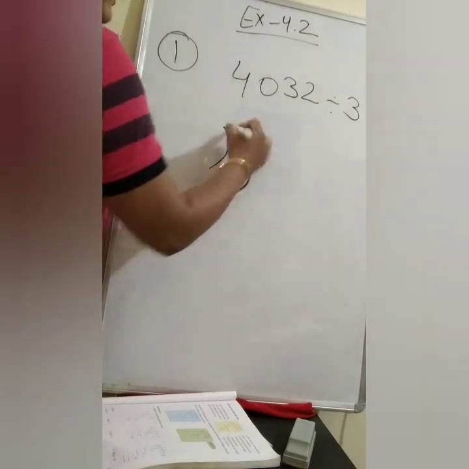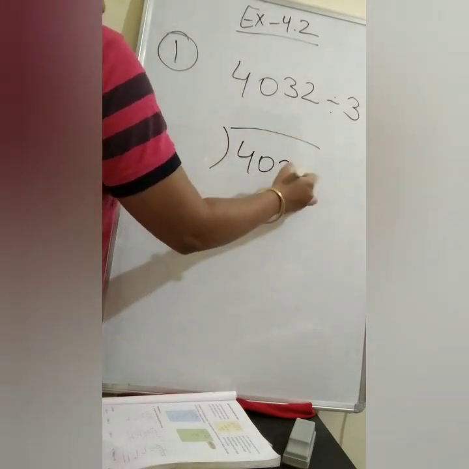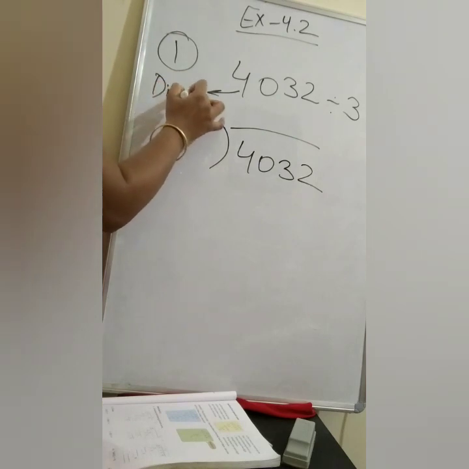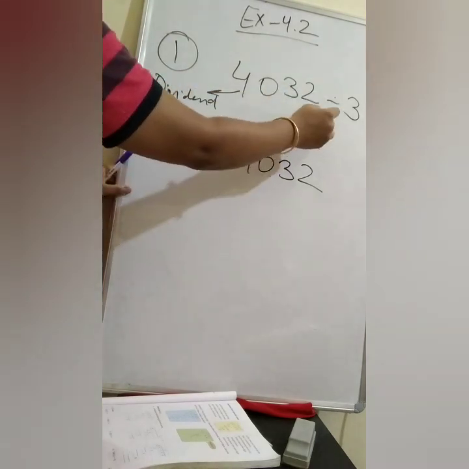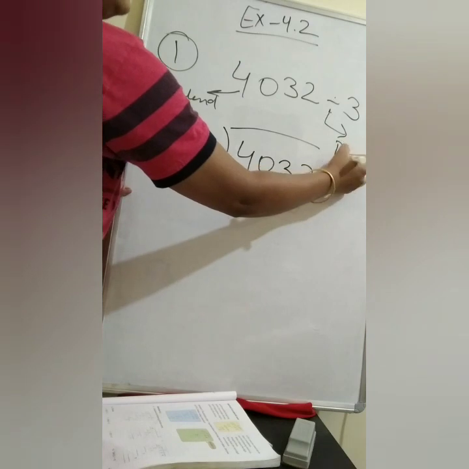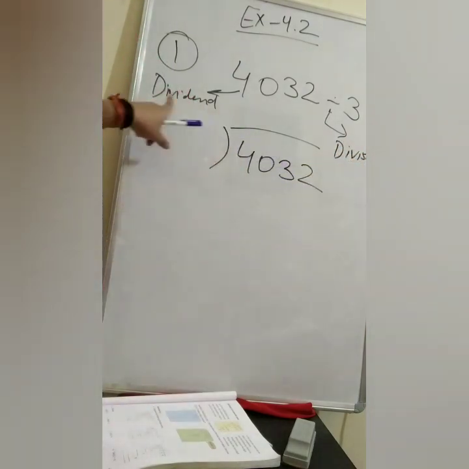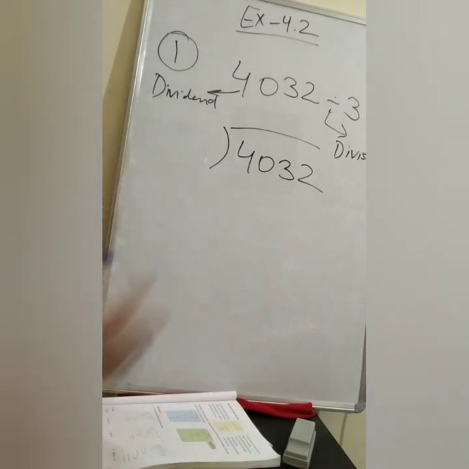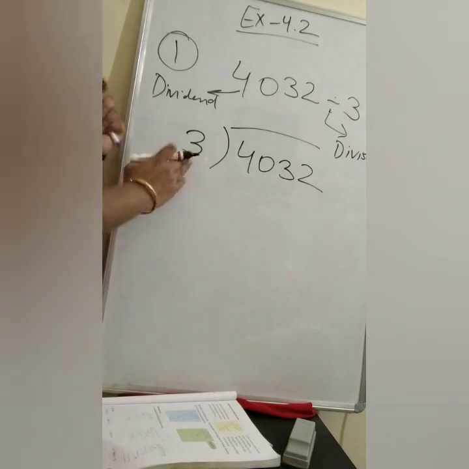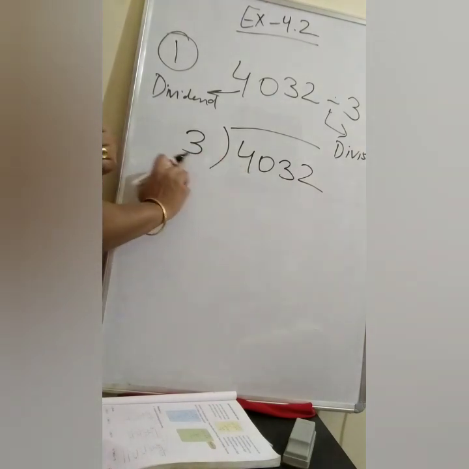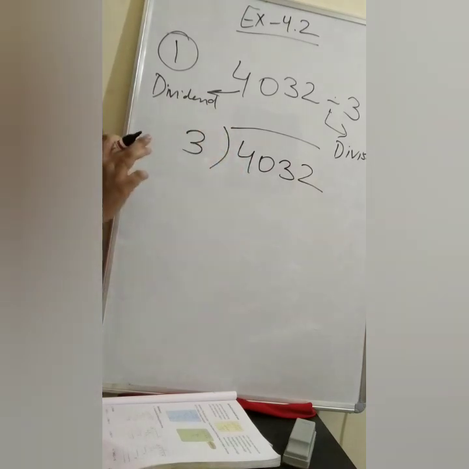So what will you do? You are going to write the number. This is your dividend, and this is your divisor. So here the divisor will come. Now let's see. First you are going to take one digit. Why? Because the divisor is also a single digit, so here also you are going to check by a single digit.